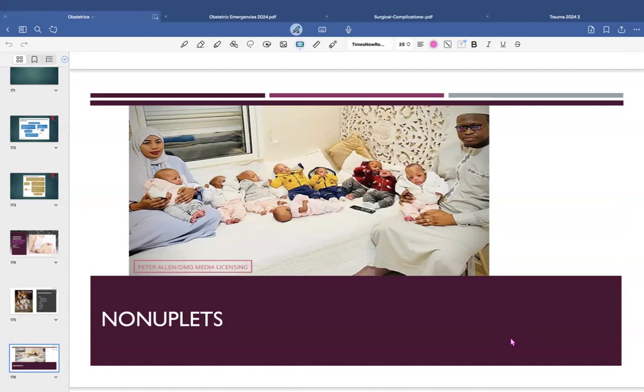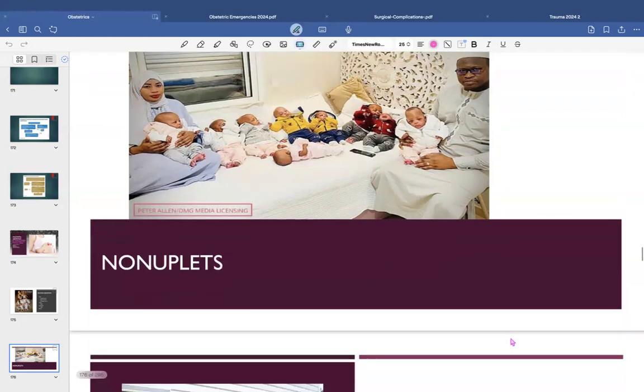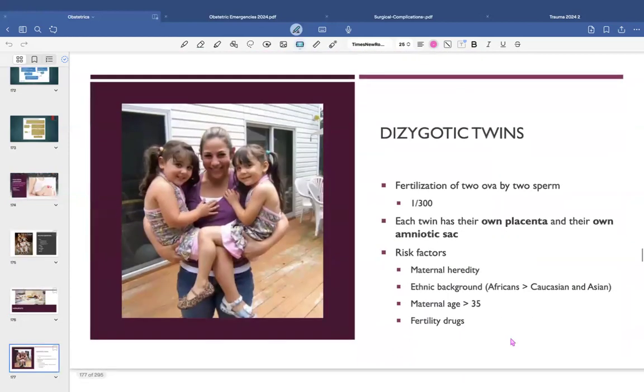Here's a familiar face with twins that she knows. Those are dizygotic twins, even though they look very, very similar. Dizygotic or fraternal twins are fertilized by two sperm: two eggs are fertilized by 2 sperm. This occurs in about 1 out of 300. Each twin has their own placenta, each has their own amniotic sac.